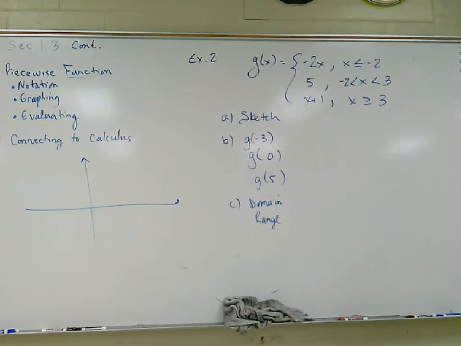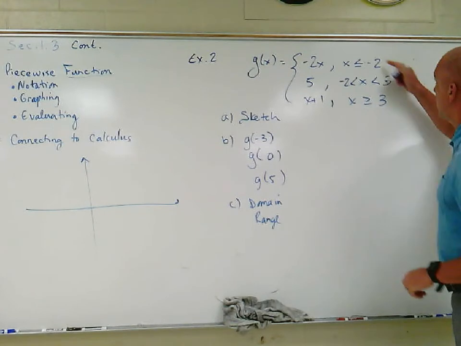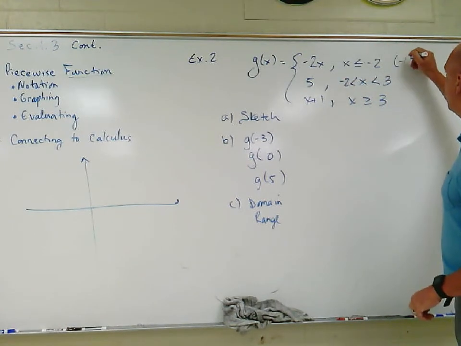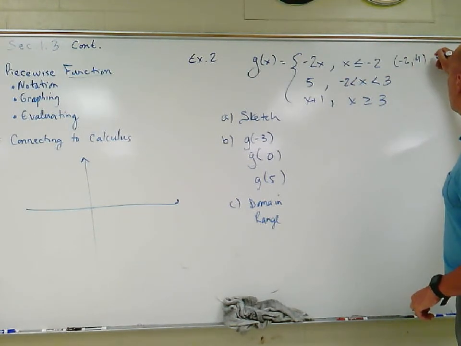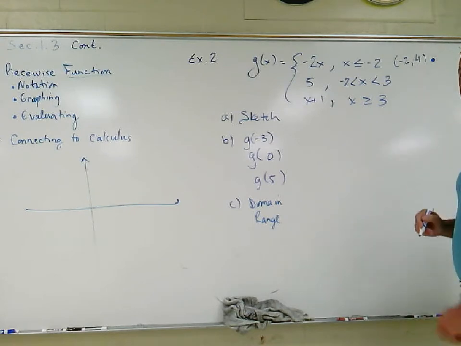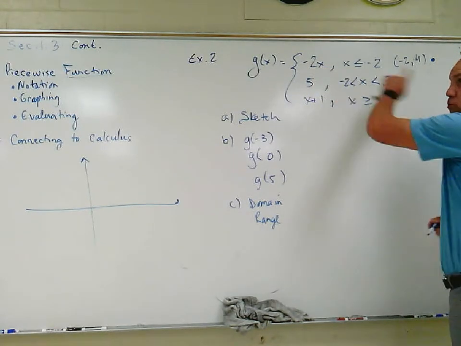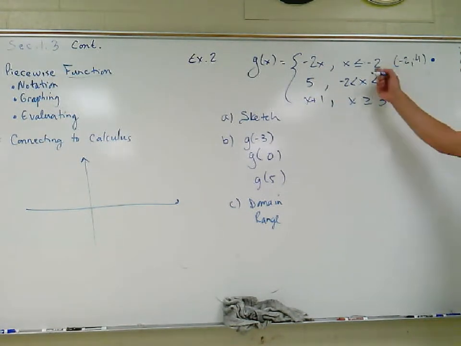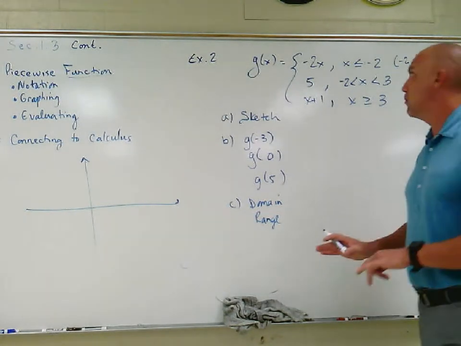So what I would do is, the first thing I would do is I'd say, okay, I can see that this graph has the point negative 2, 4, and it should be a closed circle. That's where this one should end, because all I did is plug the negative 2 in. So now I kind of know where that one ends.